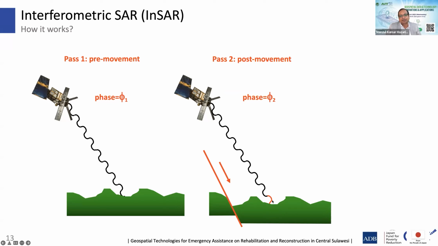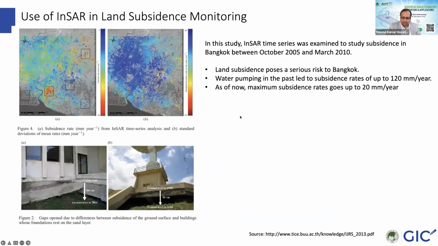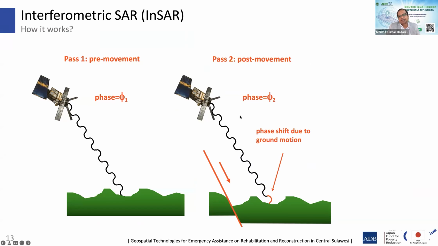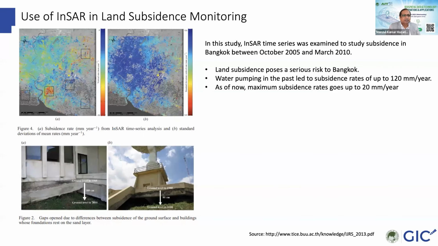So this is a very, very innovative technology. And in this project we have been working with this kind of data for quite some time. This is one of the applications of this SAR interferometry. This is not our work, but this is in Bangkok. You can see Bangkok has a lot of land subsidence problem. And SAR data was used to see the land subsidence in Bangkok.